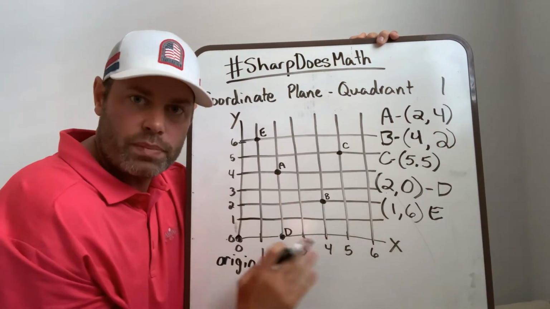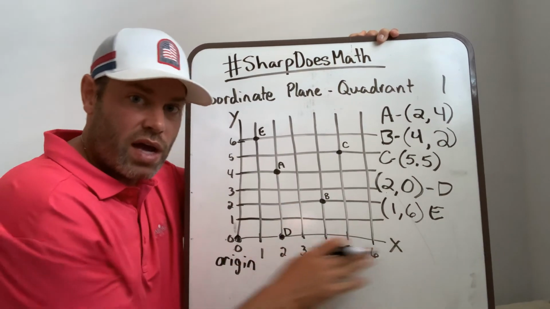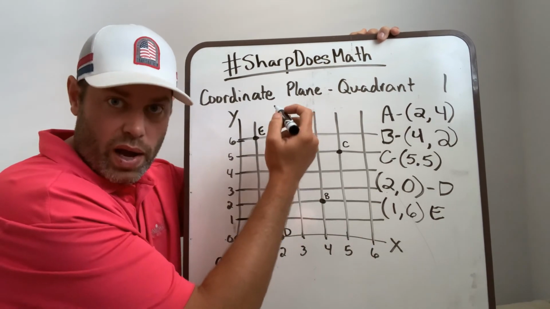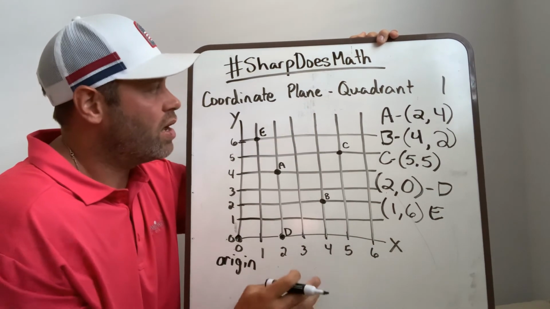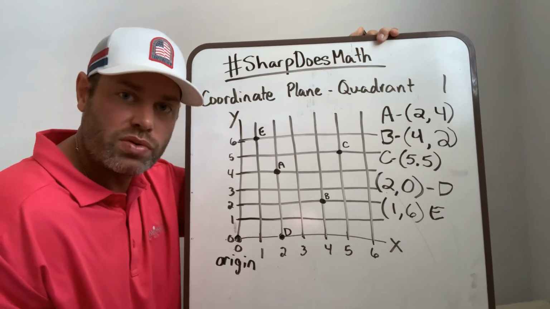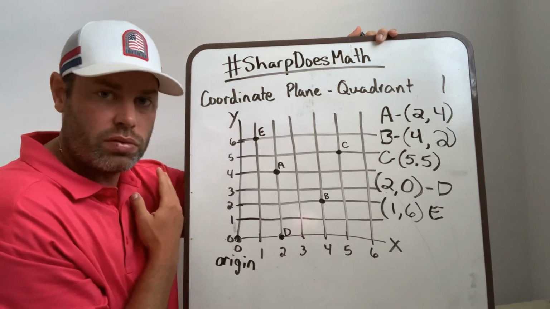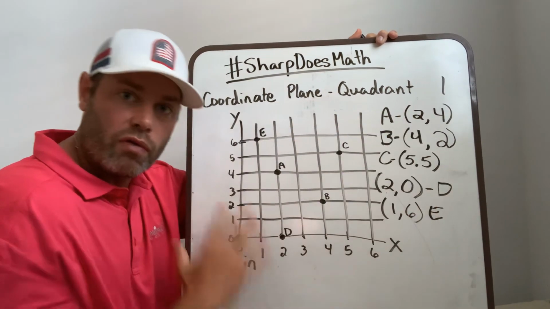So just to sum it up, always go side to side first. We use the x-axis, then we use the y-axis. So that is the coordinate plane with just quadrant 1. In the next couple videos we'll bring in quadrant 2, and then we'll bring in all 4 quadrants.